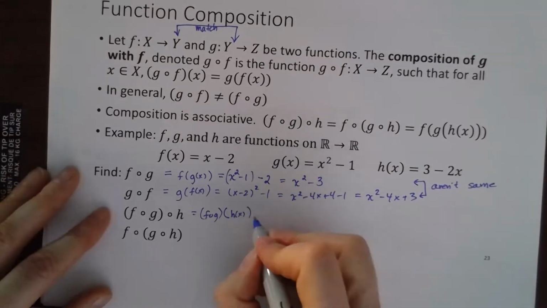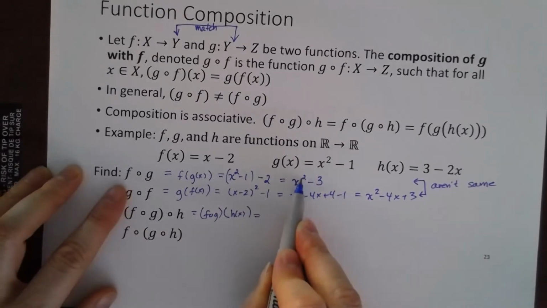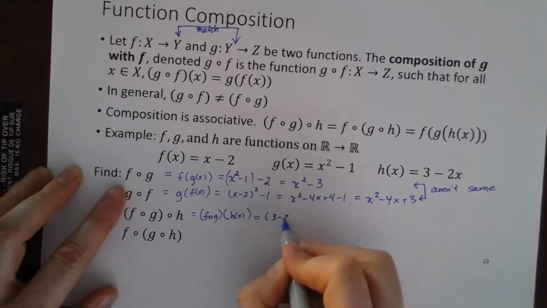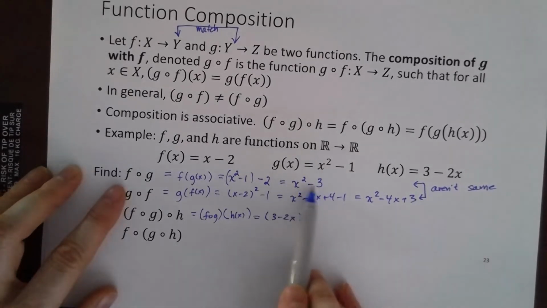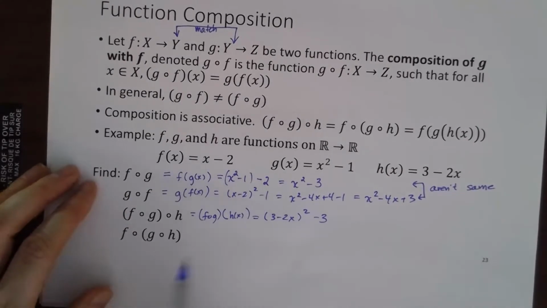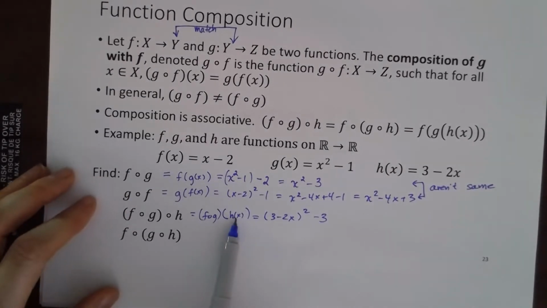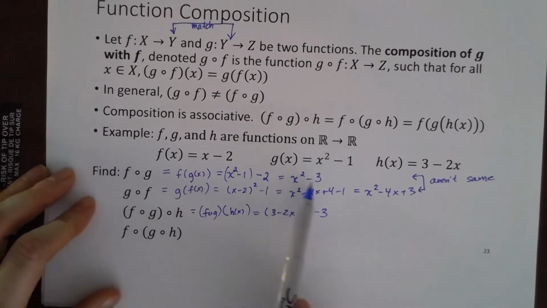Yeah. Okay, and so here's my f of g, so I have to square whatever the input is. My input is 3 minus 2x. I'll square that, and then I subtract 3 from it. Okay, so that's just taking my h of x function and using it as the argument to my f of g, which I computed up here.